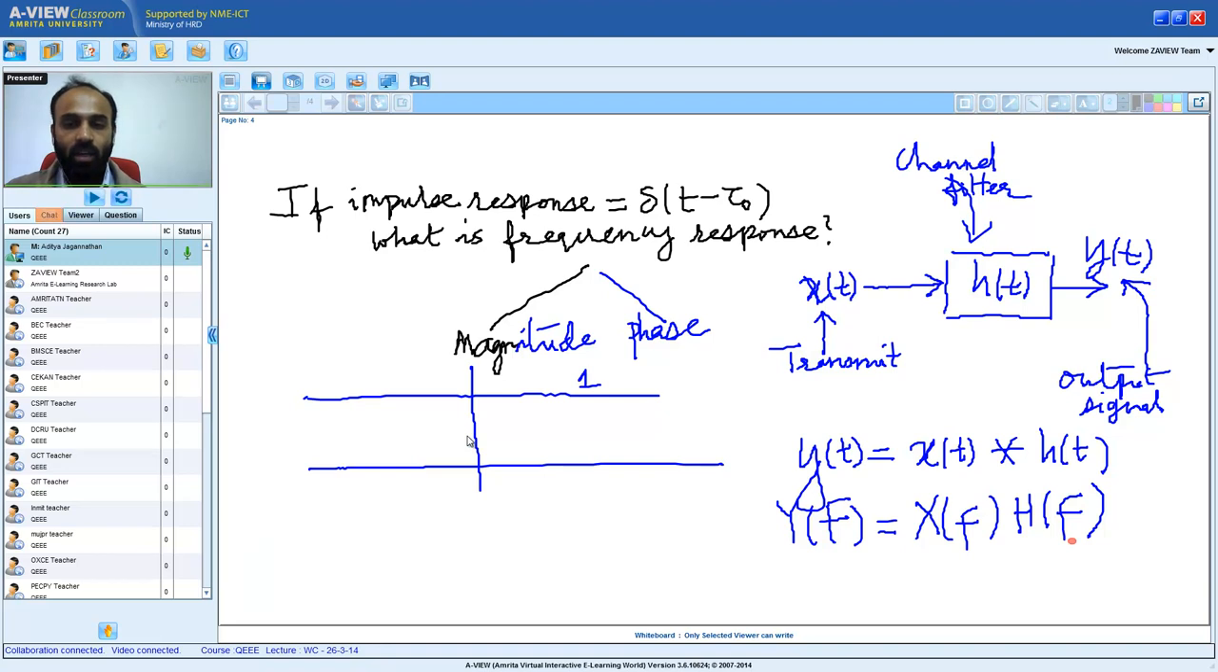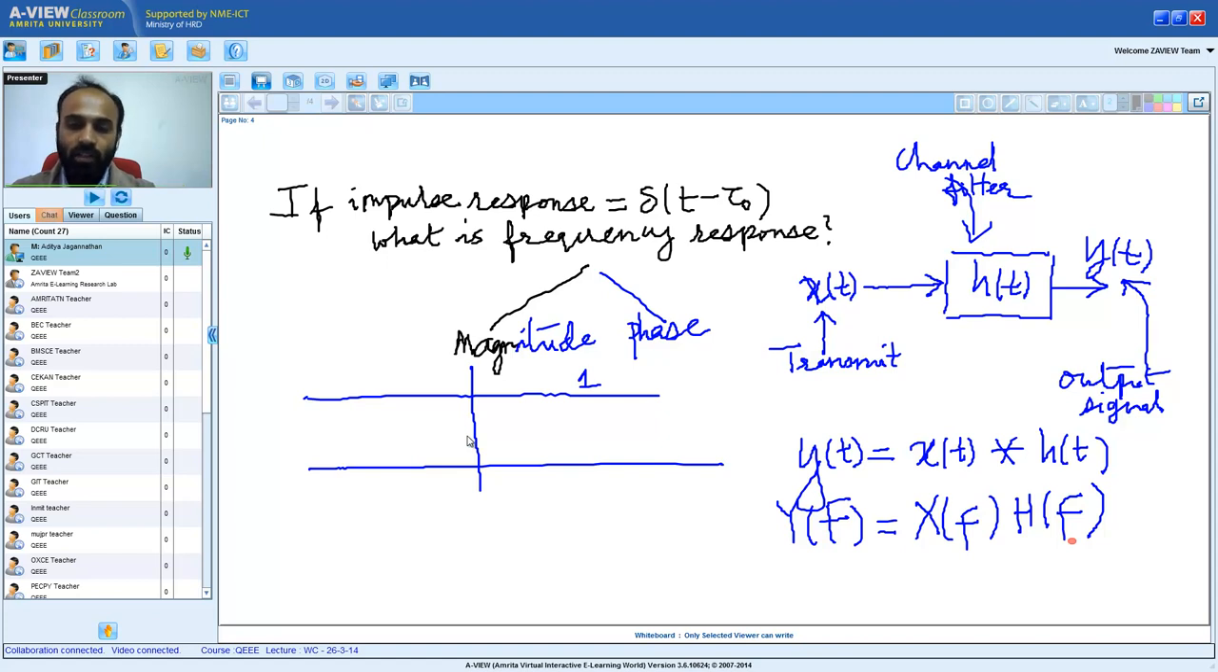X(f) is the spectrum of the transmitted signal, H(f) is the frequency response of the channel filter. So I have Y(f) equals X(f) times H(f), as simple as that. Y(f), the output frequency response, equals X(f), the input frequency response, times H(f), the channel filter.